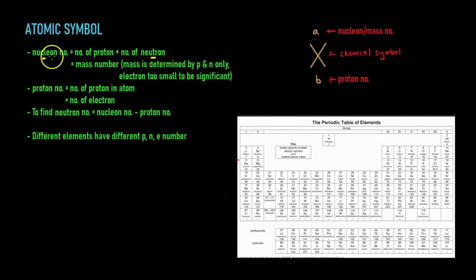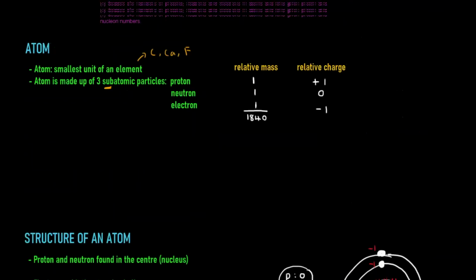Really, this is just a mass number. The mass is determined by protons and neutrons only. Electrons, we do not take them into account because they are too small. Because let's go back to here.